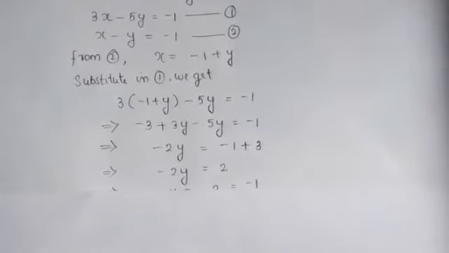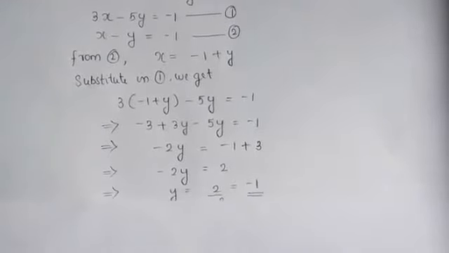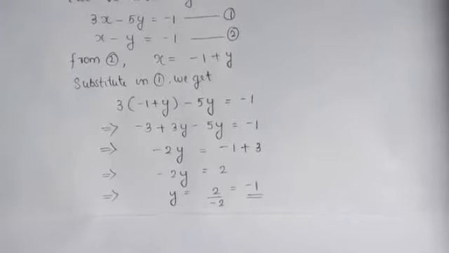So you will get minus 2y is equal to 2. So y is equal to 2 by minus 2. 2 by minus 2, what is that? It is equal to minus 1. So you got the value of y.